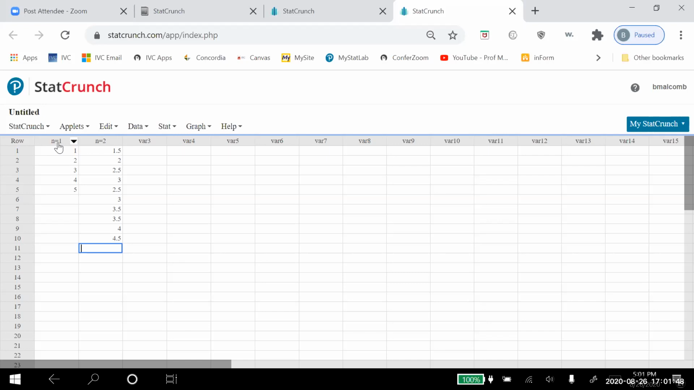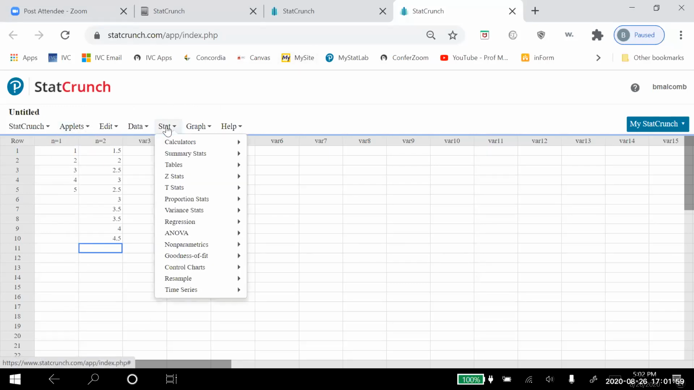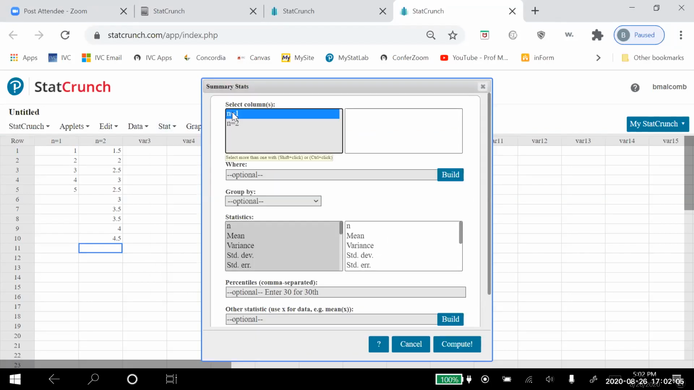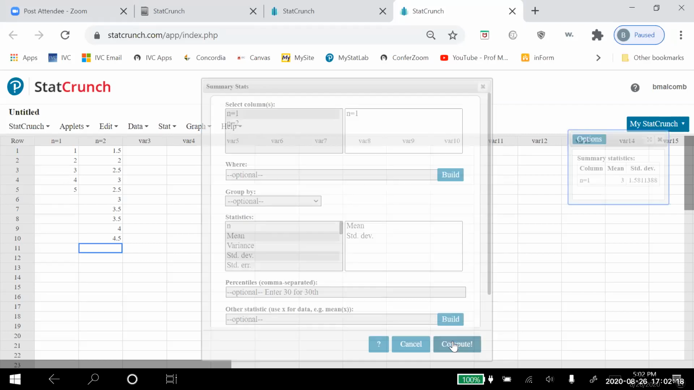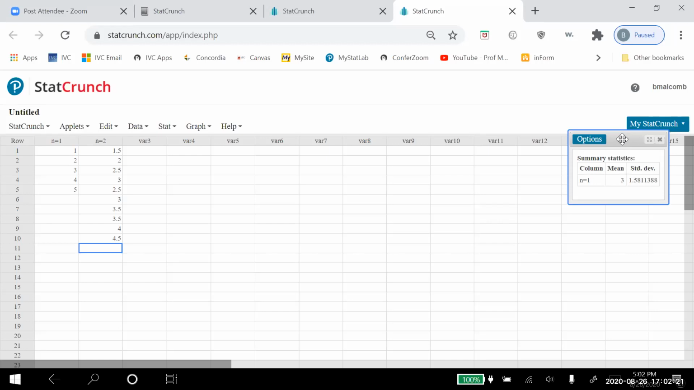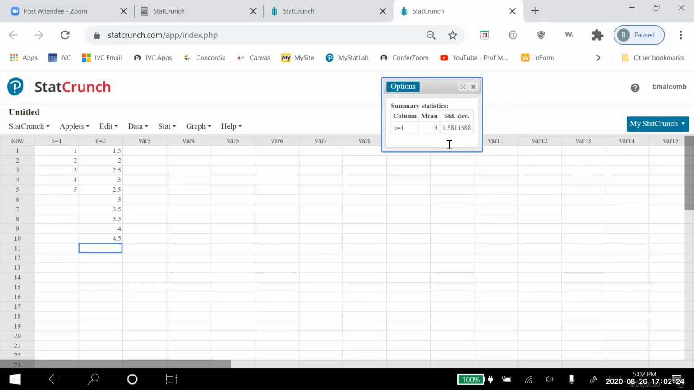And now I'm going to do a little number crunching here, because remember, it looked like the standard deviation was smaller because I had a smaller spread. Well, let's see specifically. I'm going to go to Stat, Summary Statistics, by Column. I'm going to pick n equals 1, my first column, and all I want is the mean and the standard deviation. I'll click on mean, hold down control, click on standard deviation, and compute it. It tells us my mean was 3, and my standard deviation to 2 decimal places is about 1.58.